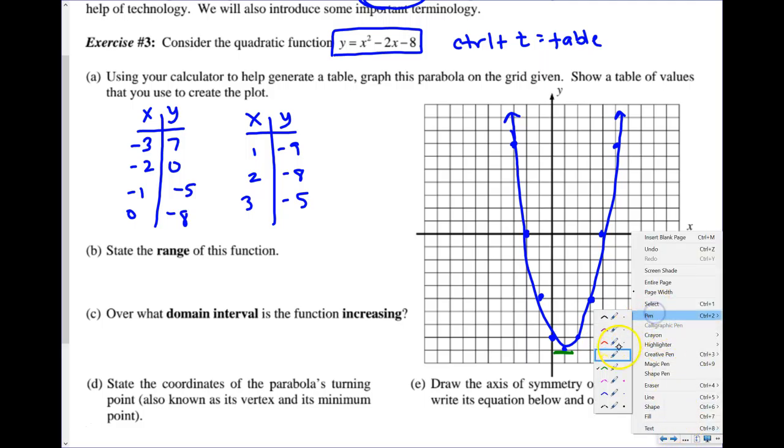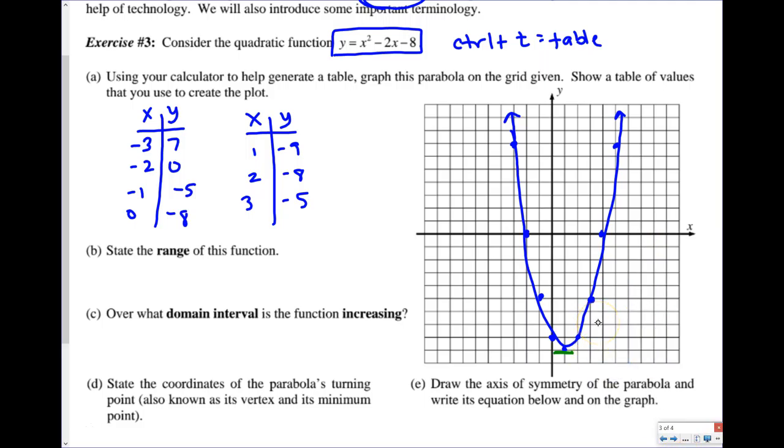At the point 1, -9. So this right here is my vertex, or we also call it a turning point. And that's where the start of my range will be. So y has to be greater than or equal to -9, or you can put it in this notation where it goes to infinity, right? Because it's always going to go up forever and ever.